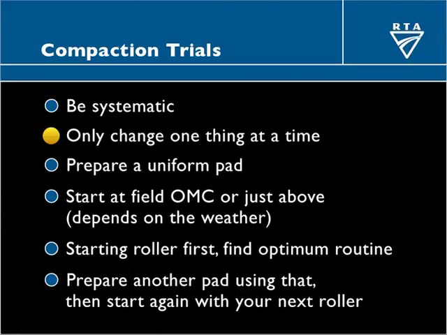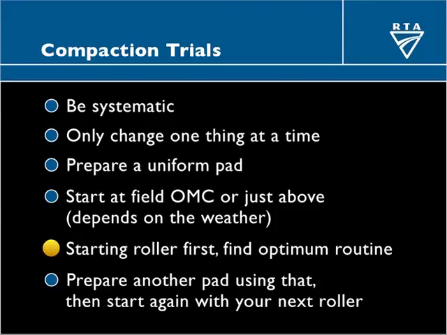So the way I would start doing it is firstly prepare a uniform pad, uniform material, uniform moisture content. Best to start at your best estimate for field optimum moisture content or just above. You often will be able to guess that or estimate it from your laboratory results or from past experience with that type of roller. Where you start depends on the weather. If it's going to be hot and dry, start above. If it's going to be cool and humid, start at field optimum, not above, which will be waiting a long time for it to dry out if it's too high.